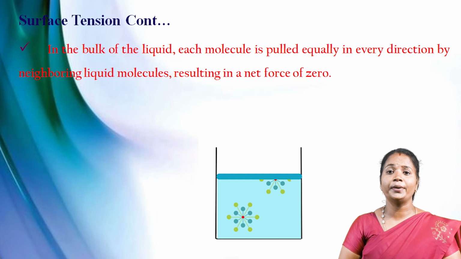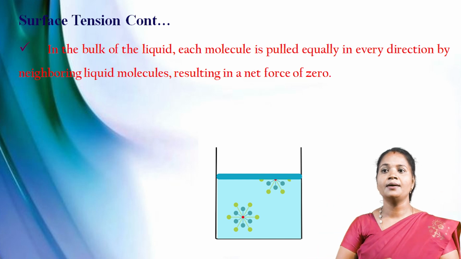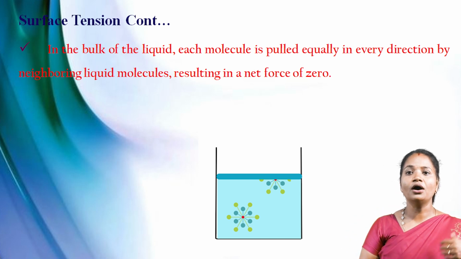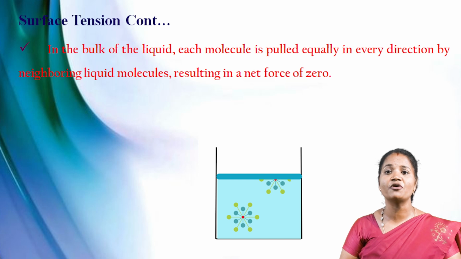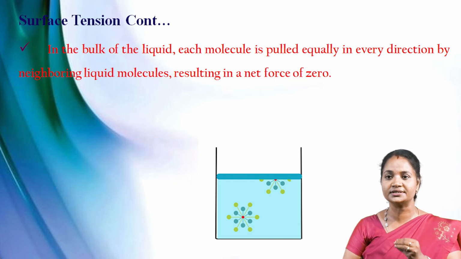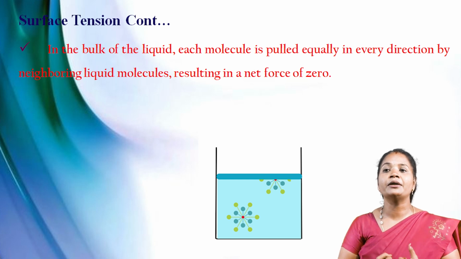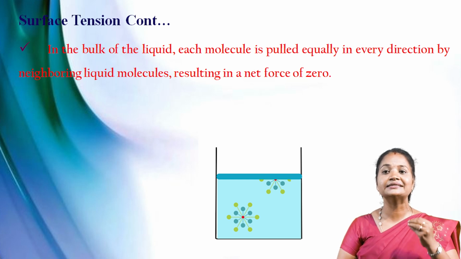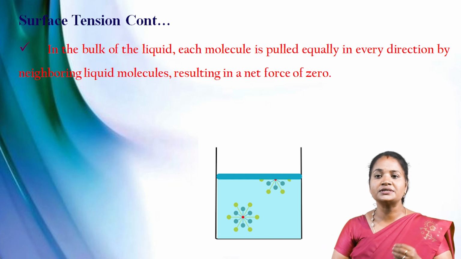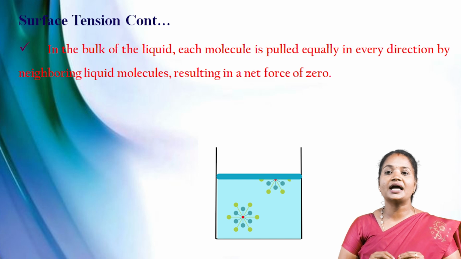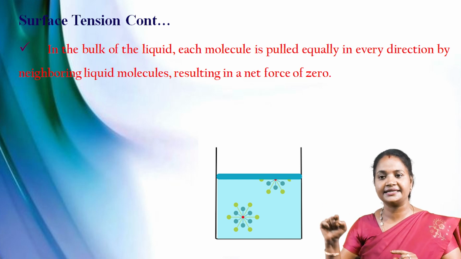In the bulk of the liquid, each molecule is pulled equally in every direction by neighboring liquid molecules, by the cohesive force. Why cohesive force? Because the same type of molecule is present all around. So it is pulled equally in every direction by the neighboring liquid molecules, which results in a net force of 0. Now there is another molecule resting on the surface. Suppose this is S.